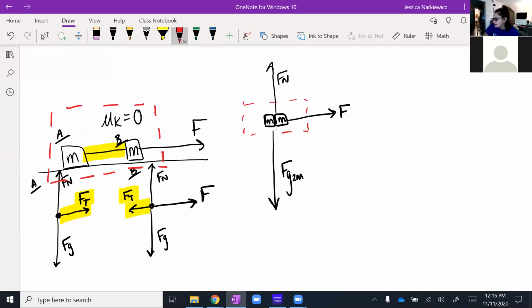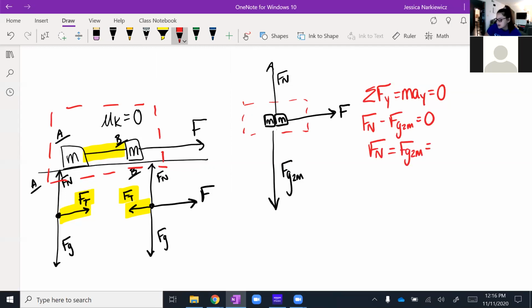So my new free body diagram here allows me to kind of better define my net force equations because I don't have to worry about that tension. Okay, so my net force equation in the y direction, again, equals 0 because there's no acceleration in the y direction. So again, we're seeing that a normal force is going to be equal to a force of gravity. But since this is the force of gravity for the entire two mass system, that force of gravity is going to be 2mg, since my total mass is 2m.